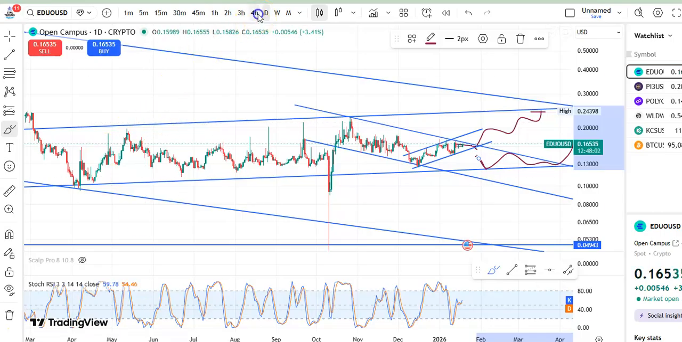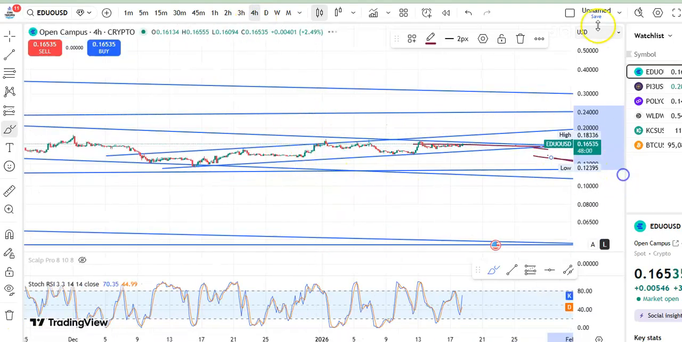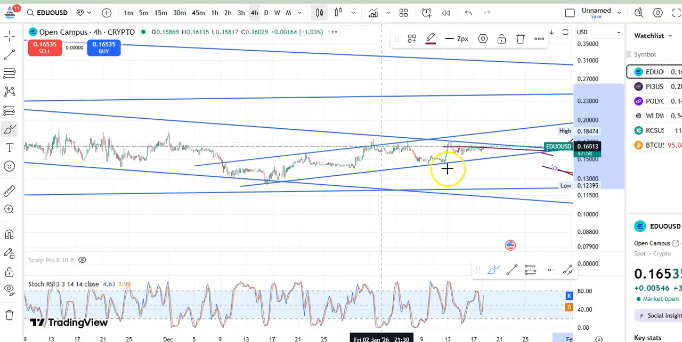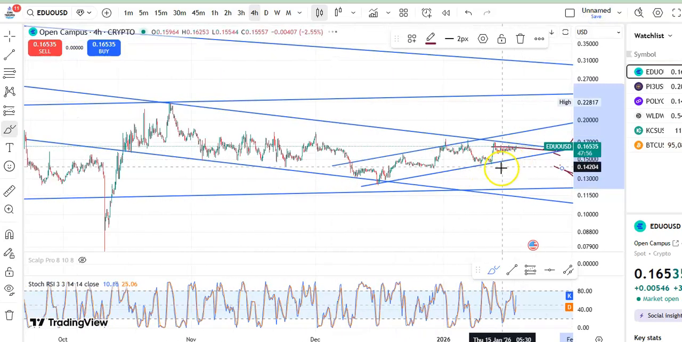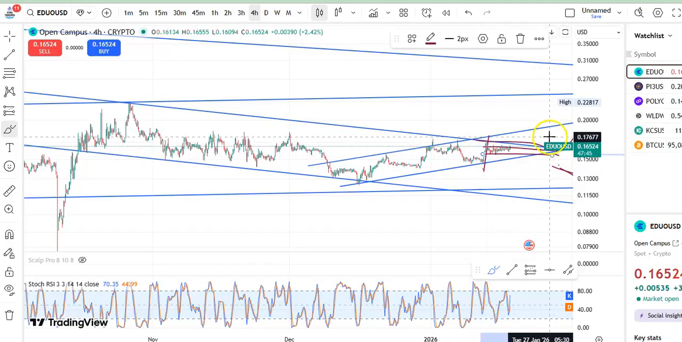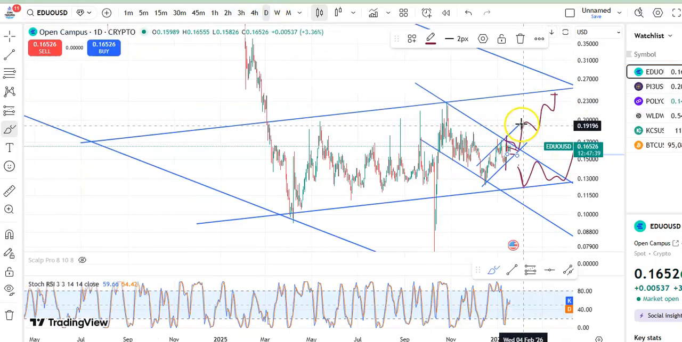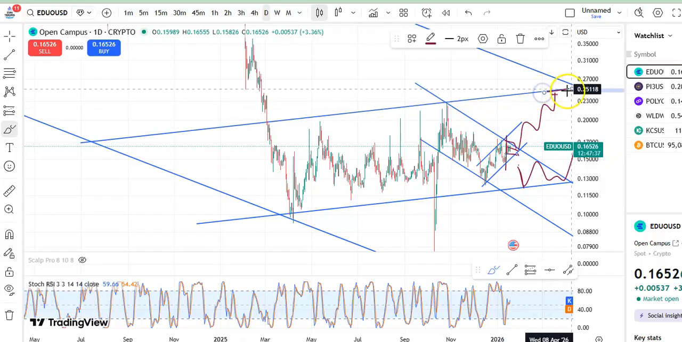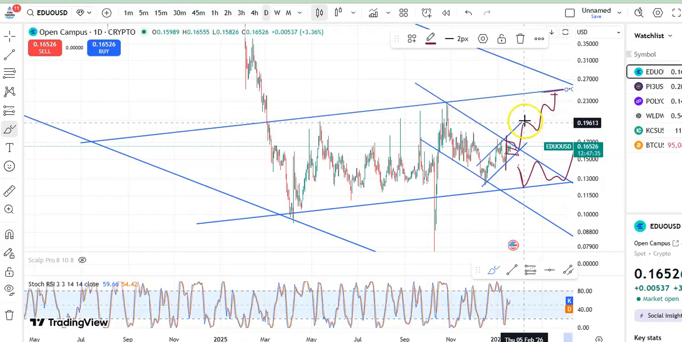If you go to the 4 hours chart also, you can see the candles are currently falling. Already the candles have gone up to the resistance level, and now they are falling continuously. After the breakout, you may see a rally towards this resistance level. This will be the future resistance level, and candles may go up.